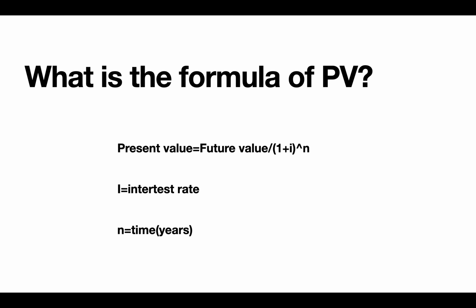So after understanding the concept, we will be looking at the formula of the present value. As you can see, the formula is present value equals future value divided by (1 plus i) to the power of n. In this formula, the present value is the money you have right now, and the future value is how much it will equal in the future. i equals the interest rate and n is the time. We use years as the unit. So those are the variables that impact the present value of future money.